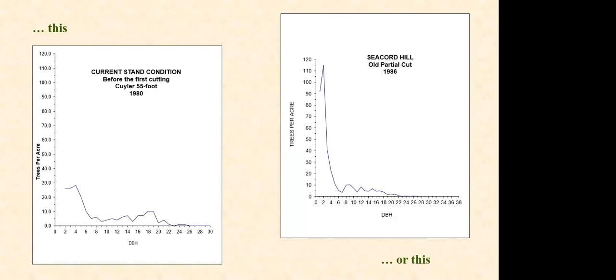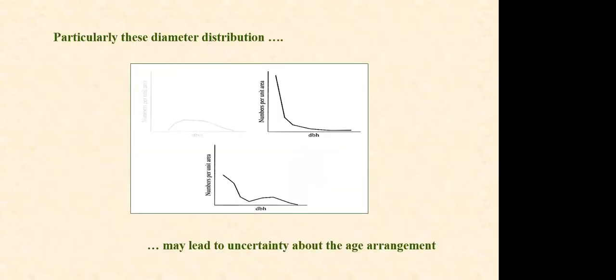And here's another one. This one had a partial cutting a few years, say 10 or 15 or 20 years prior to the inventory. And you see that high left-hand tail, the result of some regeneration that occurred with the last entry, but not a smooth reverse J, but still having that reverse J type of shape.